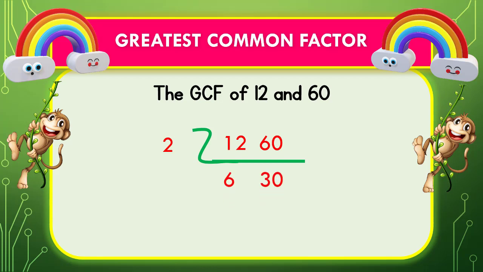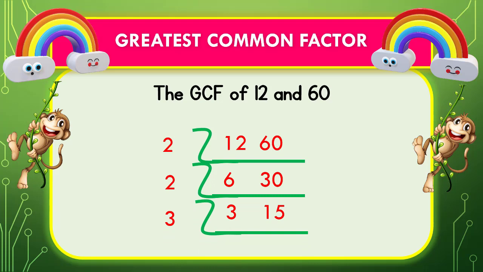Next, what number can divide 6 and 30? It's 2. So 6 divided by 2 is 3, and 30 divided by 2 is 15. Next, what number can divide 3 and 15? It's 3, right? So 3 divided by 3 is 1, and 15 divided by 3 is 5.